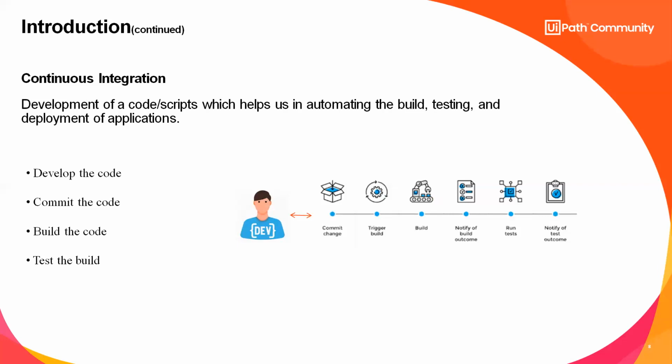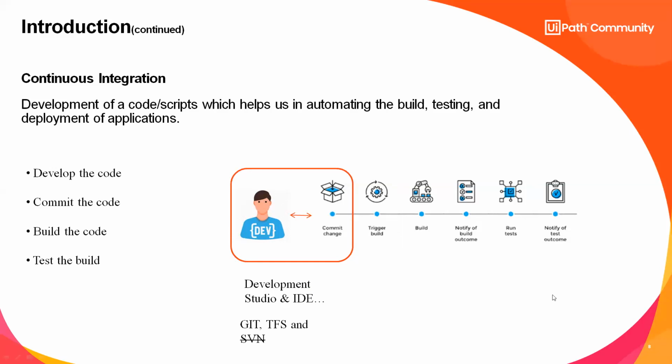So continuous integration comes into the picture from the development phase to the testing level. Usually the developer will develop the code and then commit the code, and then some automation will get triggered, which builds the code and then automatically tests the code. So we have development tools like UiPath Studio, and coming to .NET, we have Visual Studio and other tools. And we have version control systems like Git, TFS, and SVN.